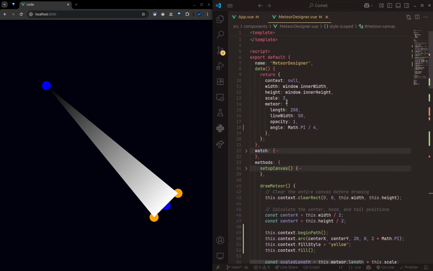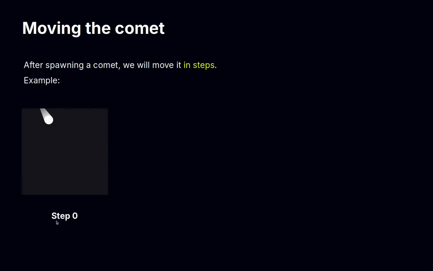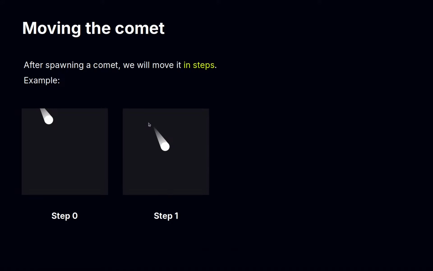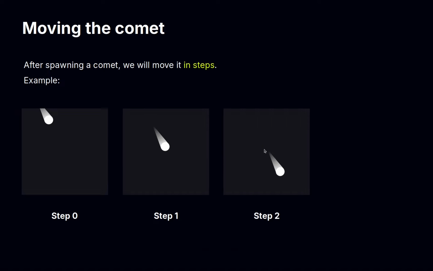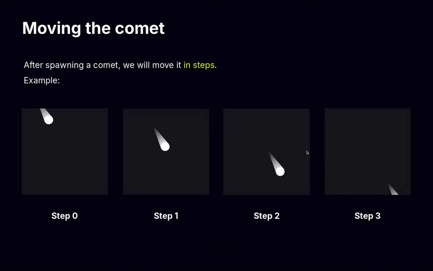And now in the next step, we'll see how to animate it. Now let's see how to move the comet. Here is the workflow that we are going to follow. First, we are going to spawn a comet. And after that, we are going to move it in steps. For example, in the first step, we have the comet that was spawned in this region. After that, we are going to move it by, let's say, a step in a certain direction. After that, it's going to come to this place, and finally it will no longer be visible.